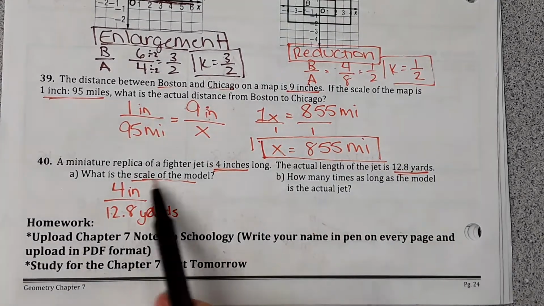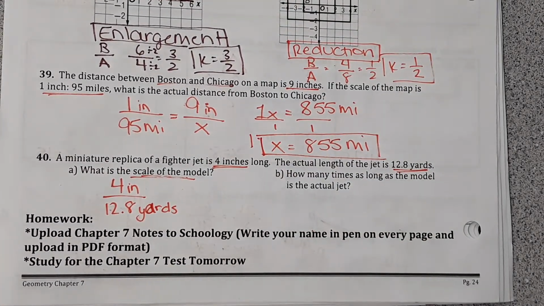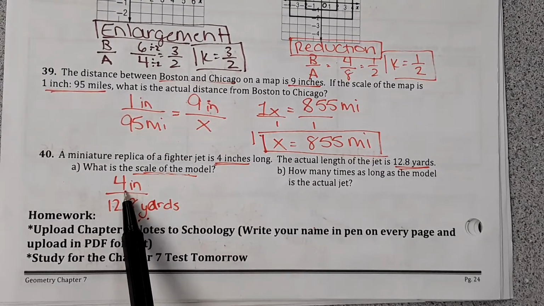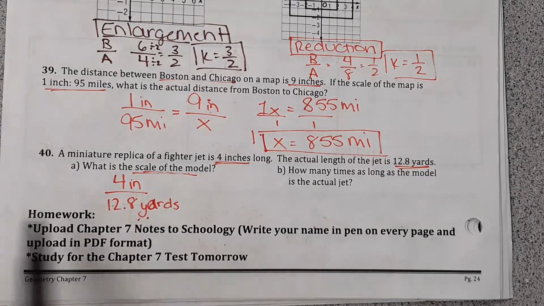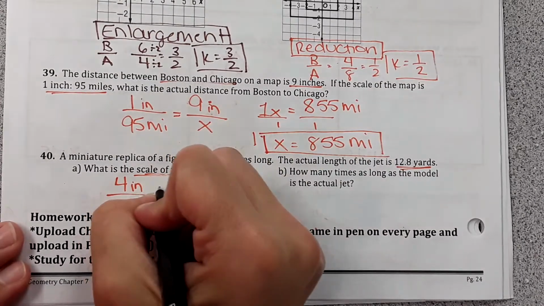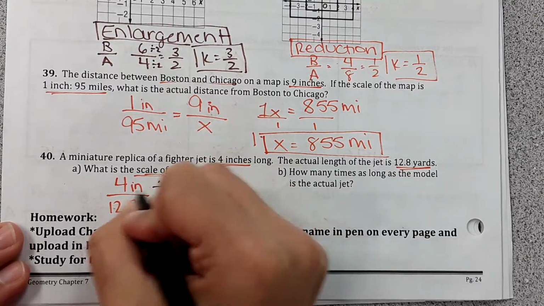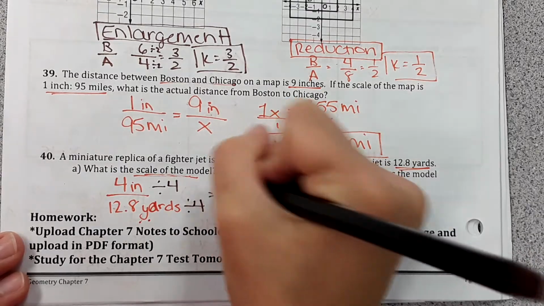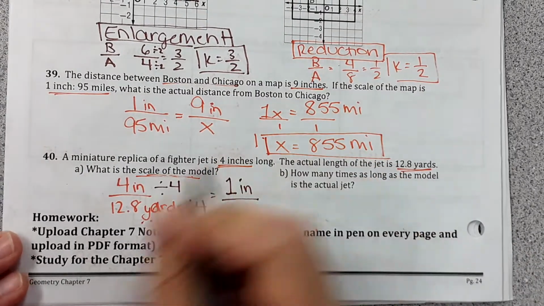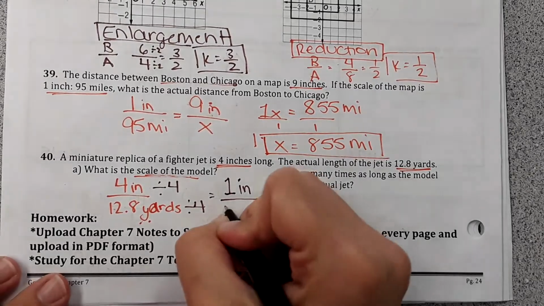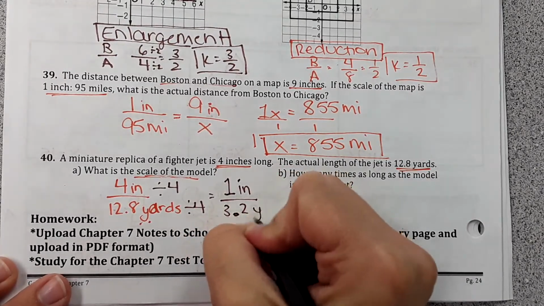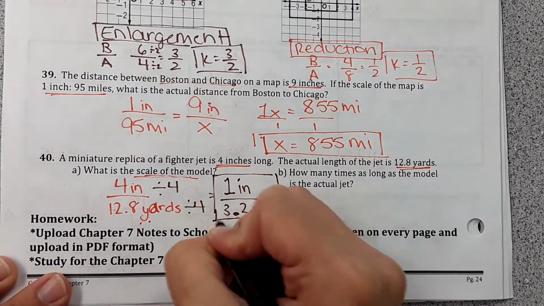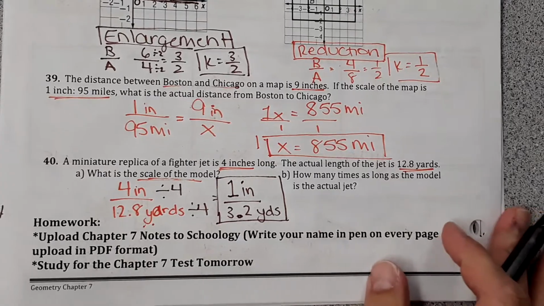With the scale of the model, it doesn't have to be in the same unit yet. To simplify this, I'm going to take this down to 1 inch. There's no good way to simplify it other than that. So I'm going to take this down to 1 inch by dividing by 4. And whatever I do to the top, I do to the bottom. 4 divided by 4 is 1 inch. And 12.8 divided by 4 is 3.2 yards. That's the scale of the model. So for every 1 inch of the model represents 3.2 yards of the actual thing.